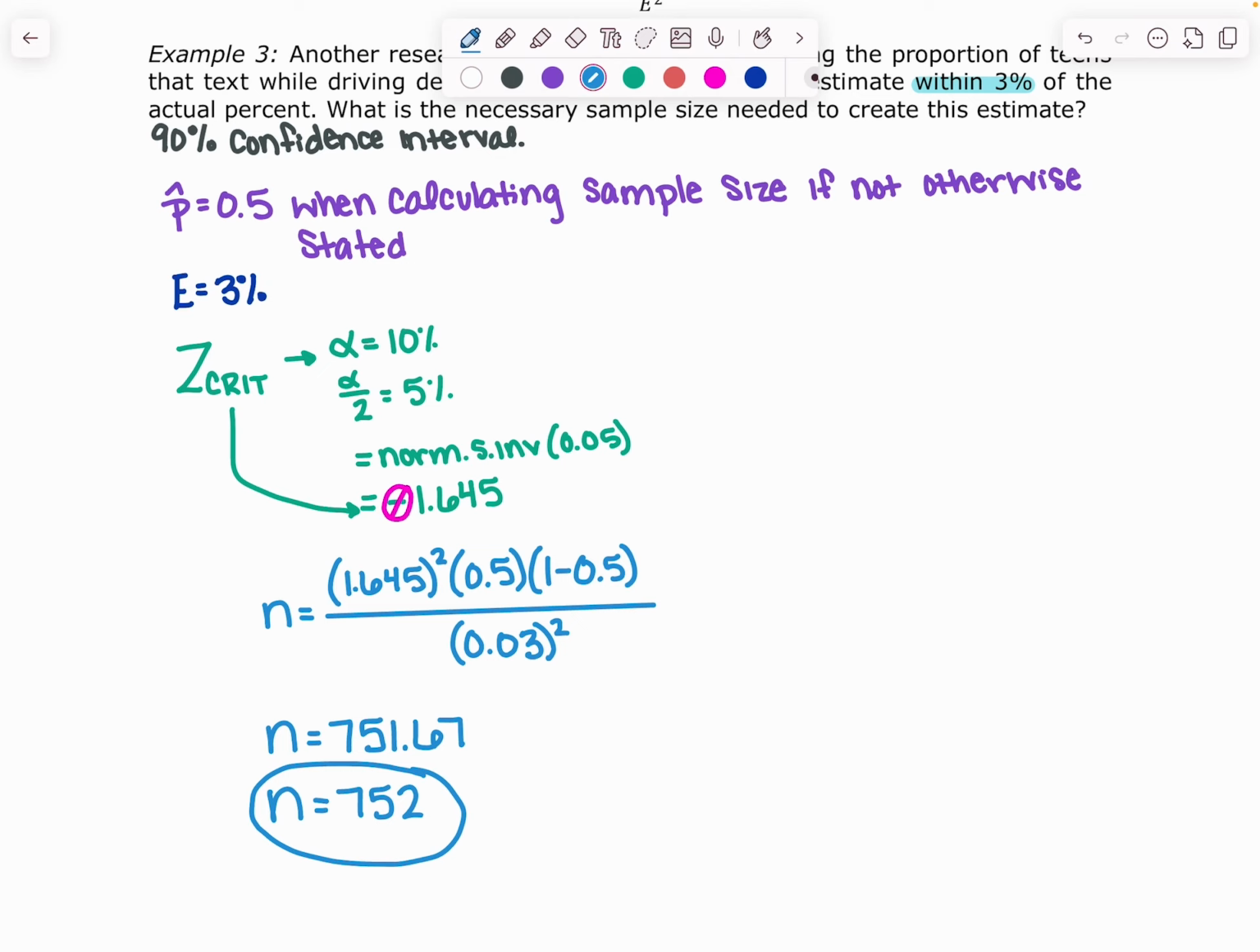So if they want to be within 3% of the actual value, and we start off with a sample proportion of 0.5, then they need to take a sample size of at least 752 to have a margin of error that small. And that's how we estimate the required sample size for a confidence interval.